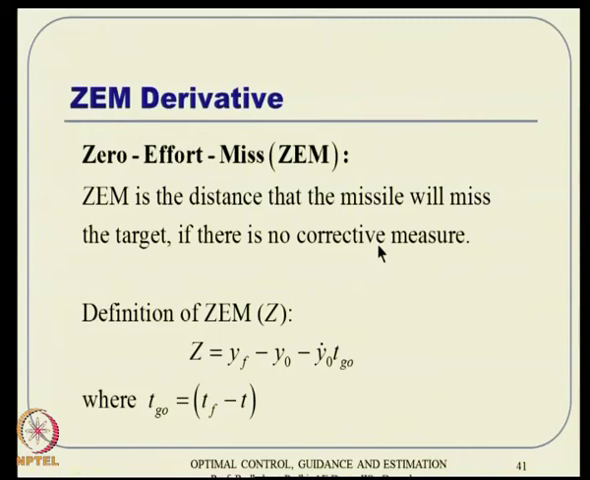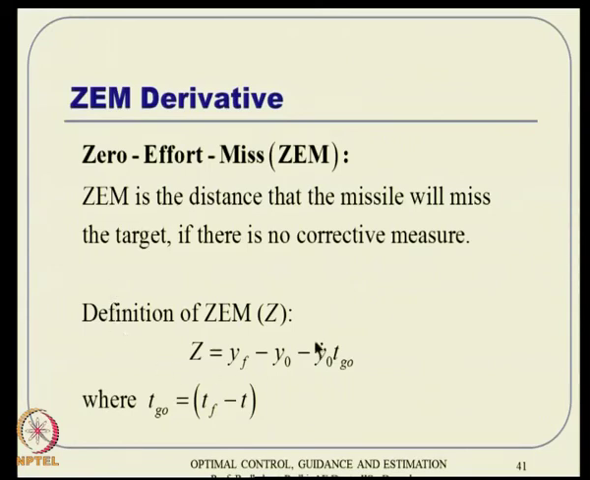If you do not do any further correction of the velocity vector, and let it go continuously wherever it wants to go, then finally you will end up with some miss distance, and that is called zero effort miss, because there is no effort in whatever miss happened. Then the missile guidance can be interpreted this way: the final zero effort miss at t equal to tf, or t go equal to 0, has to be 0. The correction should happen in such a way that the final ZEM is 0.